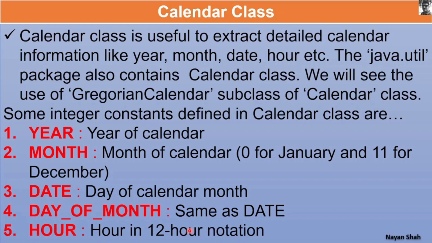HOUR gives the hour in 12-hour notation. So if you are using the constant HOUR, and if the time is 4 o'clock in the afternoon, it will give you 4 only. The answer is 4 only, because it uses 12-hour notation. So 1 to 12, again 1 to 12.